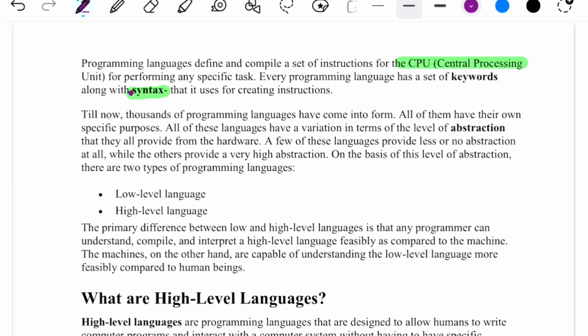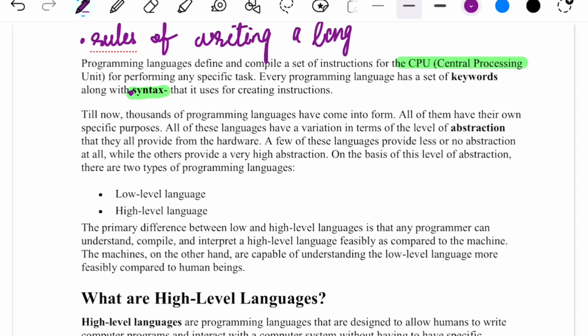So every programming language has a set of keywords along with syntax. Syntax is kind of, you can say, rules of writing a language. So I'm marking it here. For example, for English, I need to know the grammatical rules. Similarly, for different languages, there are different syntaxes and you need to remember the rules for writing that particular language. So it is used to create instructions. Of course, if I know the syntax of a language, I can write the instructions, create instructions, give it to my central processing unit. Now, there are so many programming languages which have been created.